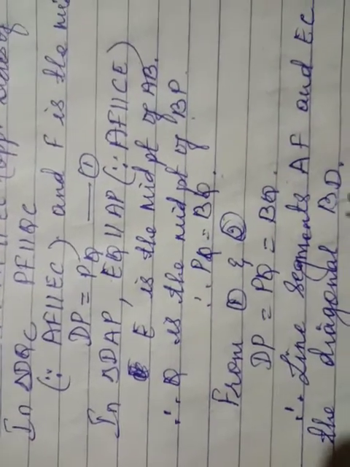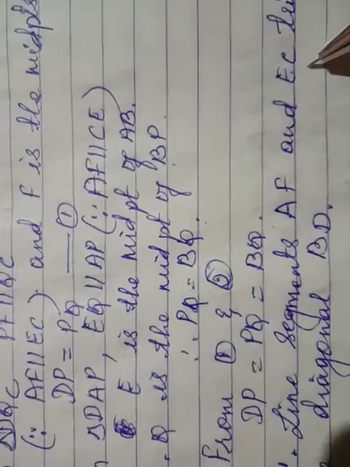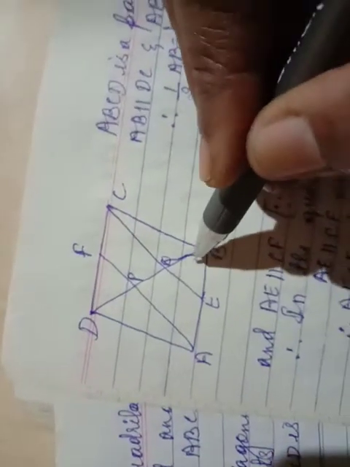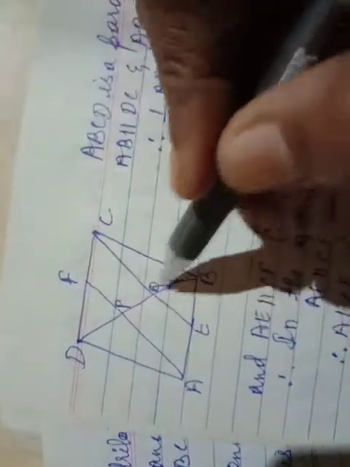Okay. Therefore, line segments AF and EC trisect the diagonal BD. Trisecting means it divides this line into 3 parts: 1, 2, 3. BD is being trisected, and the three parts we are getting are DP, PQ and QB. So therefore, line segments AF and EC trisect the diagonal BD. Okay, that is the fifth problem.